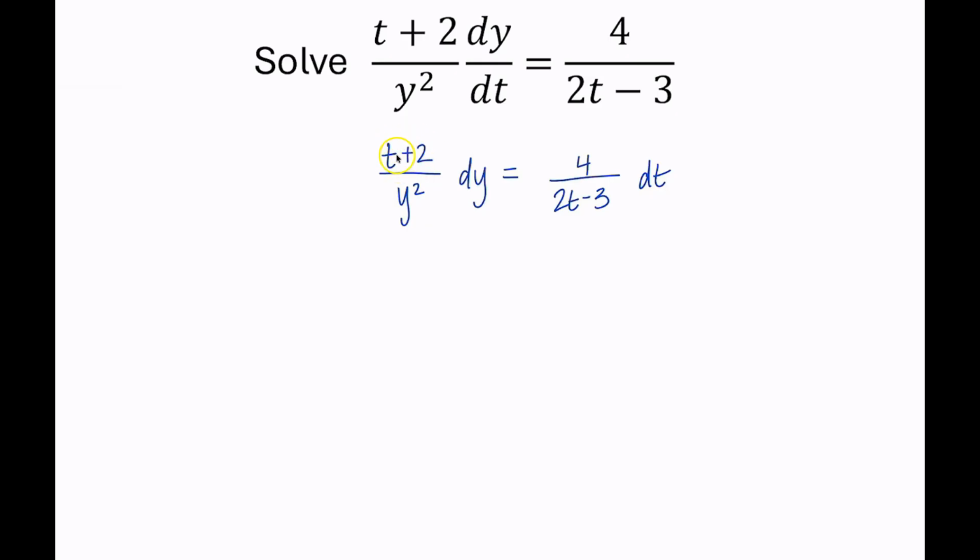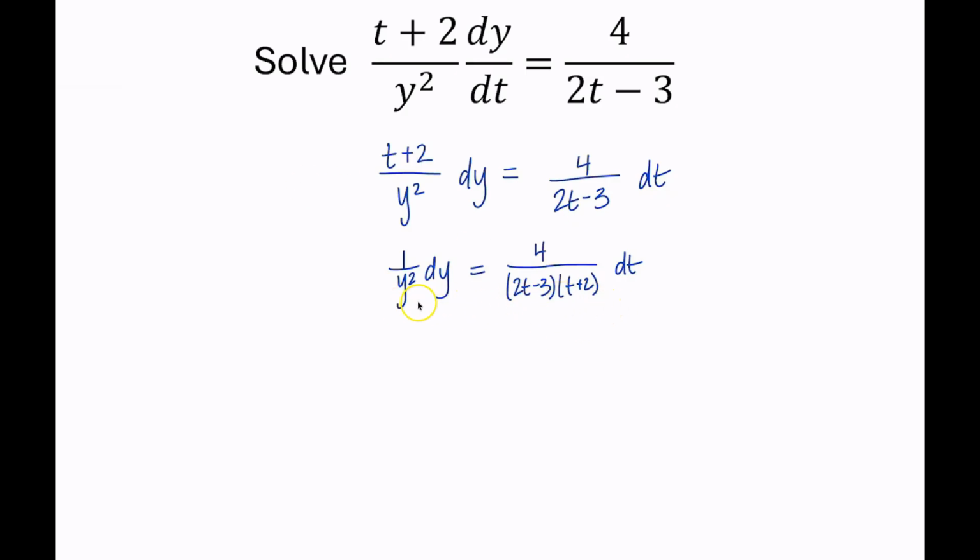So what do we have to do? We still have to move this t plus 2 to the other side. So we're going to divide by it. What we're going to have left is a 1 over y squared dy on the left. And then we're going to have 4 over (2t minus 3) times (t plus 2) dt on the right-hand side.